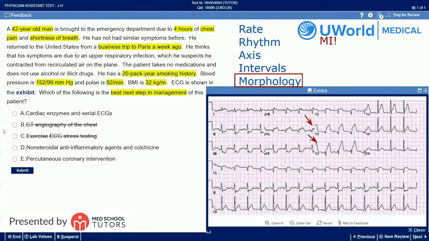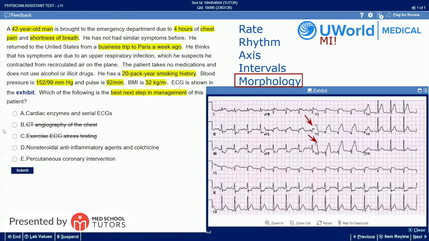This would be done way before the patient develops actual pathology and symptoms of a myocardial infarction and would be inappropriate in this setting. You can intuitively identify that putting a patient on a treadmill when they have a myocardial infarction right now might be inappropriate.